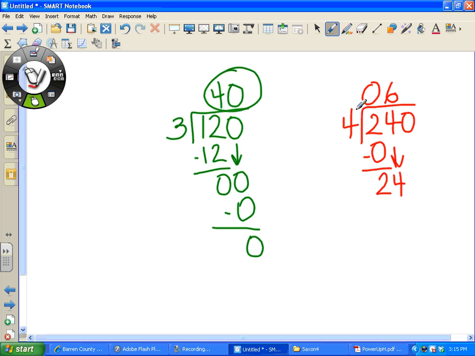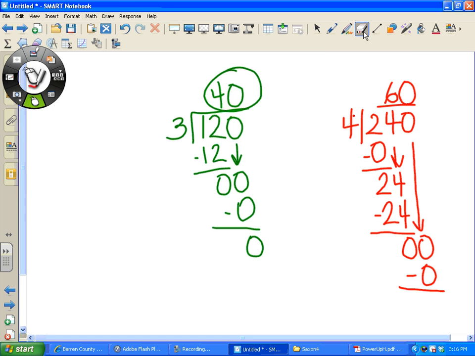6 groups, because 6 times 4 is 24. Subtract, bring down. Okay, look here, I'm not finished. I have to have my answer above every digit to the very end. And right now, do you see how the 0 has nothing above it? That means we're not finished. How many groups of 4 can I get out of 0? 0. 0 times 4 is 0. Subtract. There's nothing left to bring down. Final answer here, 60.